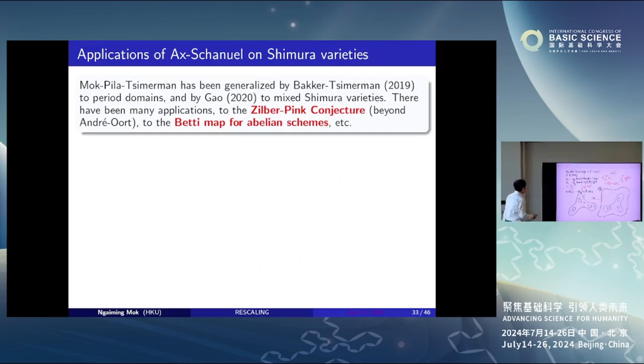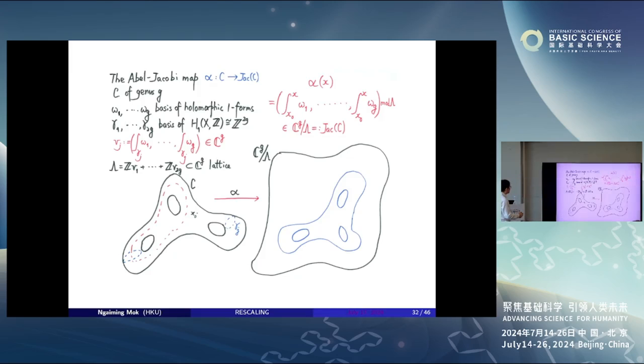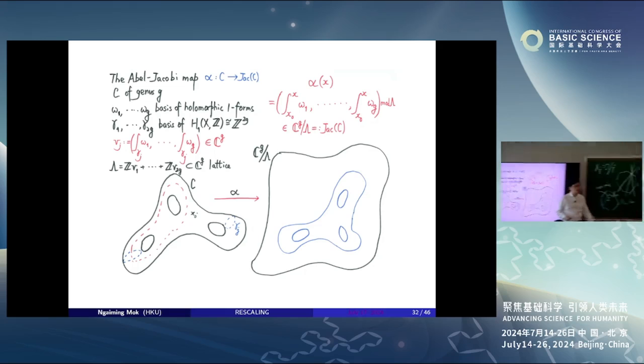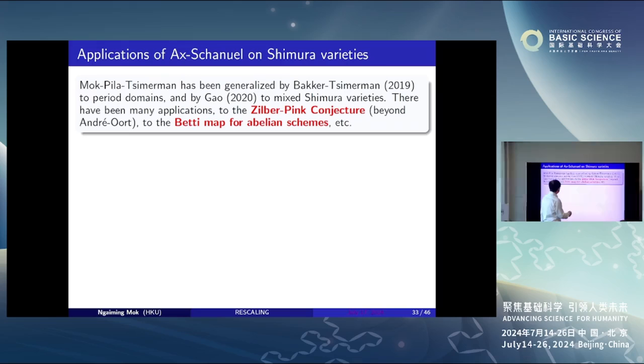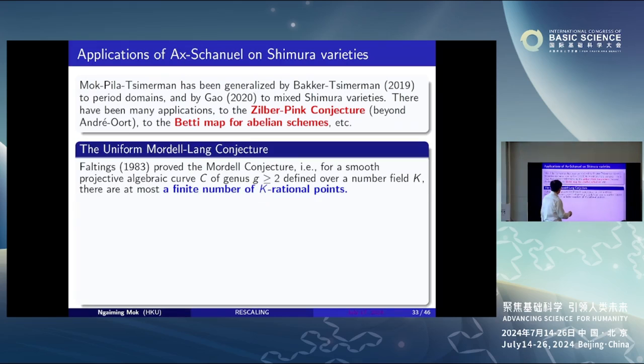Okay, so finally, let me say what applications one could have. The first proof of the uniform Mordell-Lang conjecture was given by Gao, Habegger, and Dimitrov, when they made use of the Ax-Schanuel conjecture lifted to the situation of mixed Shimura varieties. That makes use, of course, of my theorem with Pila and Zimmermann.